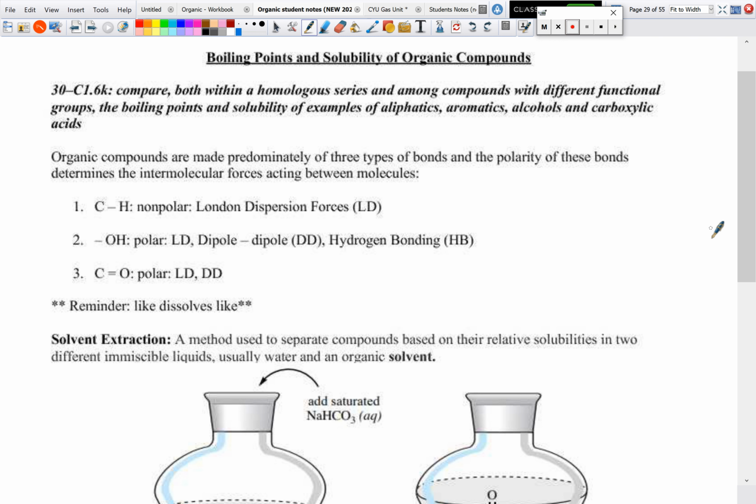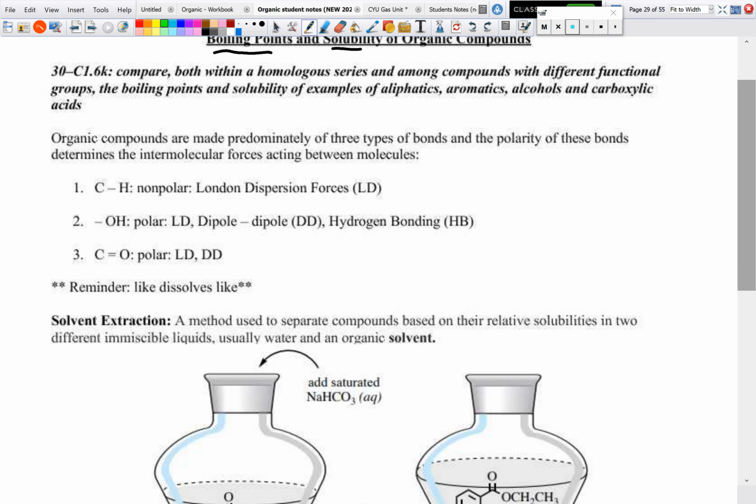All right, now that we have all the naming for our organic families out of the way, we're going to look at some of their properties. For the most part, we're going to be looking at boiling points, their solubility, and probably a few other things as well. We know organic compounds are made of predominantly 3 different types of bonds, and of course the polarity of these bonds determines the intermolecular forces.